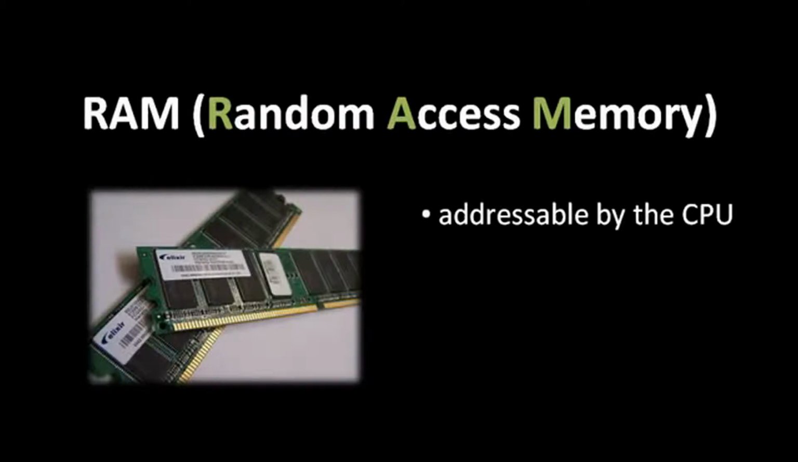So say on a system with 1 GB of RAM, the first byte has address 0, the second byte has address 1, the third has address 2, 3, 4, 5, and so on, all the way up to, in the case of a gigabyte, well, it's going to be 1 billion something that is the address of the last byte. And these bytes are all addressable by the CPU, meaning if the CPU wants to read or modify a byte in RAM, it specifies the byte by its numeric address.